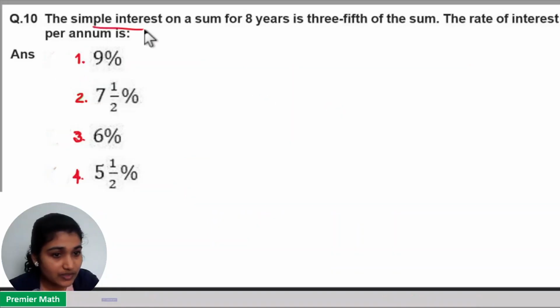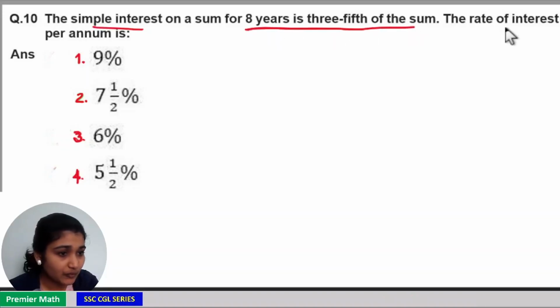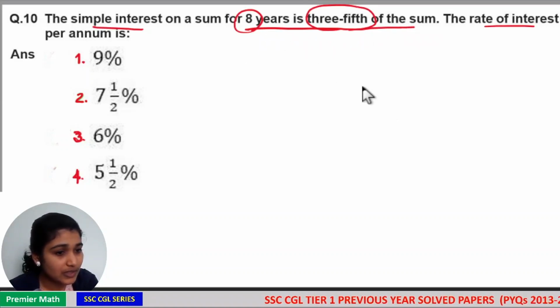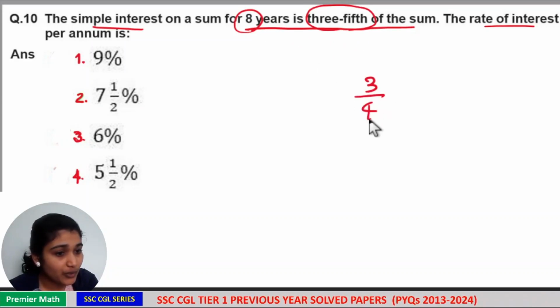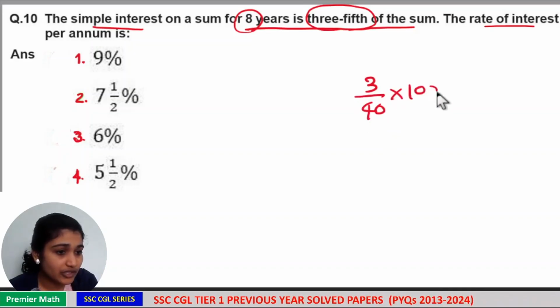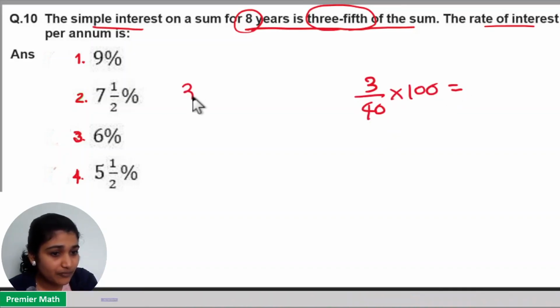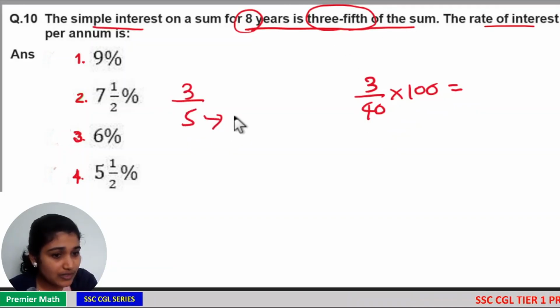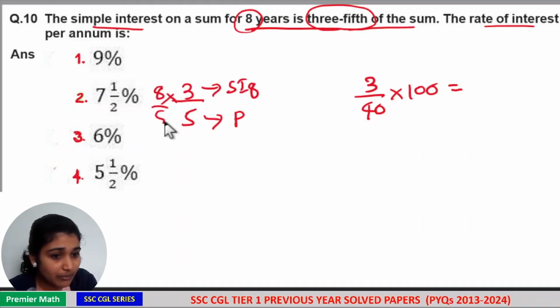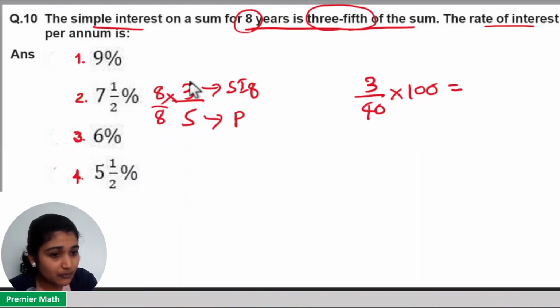The simple interest on a sum for 8 years is 3/5 of the sum. The rate of interest per annum is? For 8 years it is 3/5 of the sum. Interest is 3/5 of the sum means for 1 year it is 3/40 of the sum. So just convert it into percentage. Here 3/5 of the sum means 5 parts is the principal or sum, then 3 parts is the simple interest generated in 8 years. If you multiply it by 8 by 8, no change, 8 by 8 is 1. Then 24 is the simple interest for 8 years.